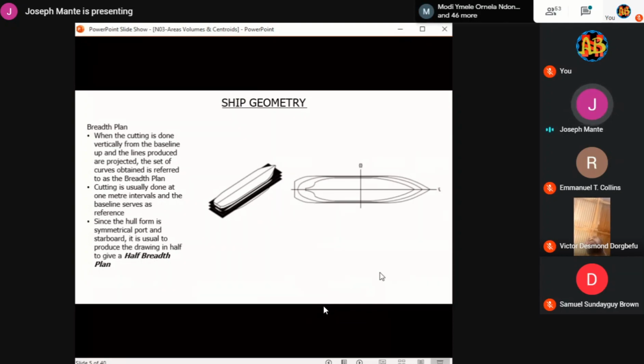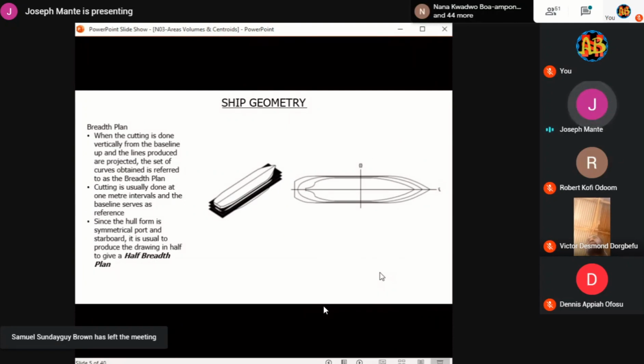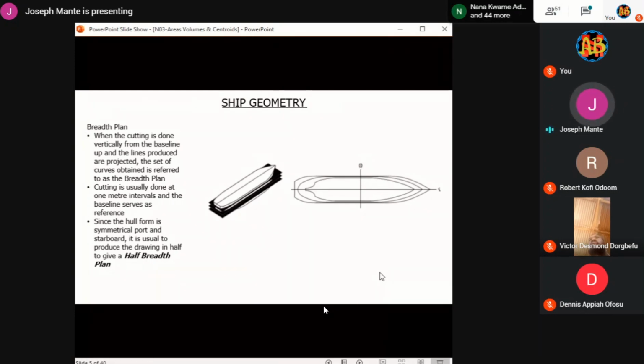Cutting is usually done at 1 meter intervals, and the baseline serves as the reference. So at each and every 1 meter interval, a slice is being cut. For instance, if your plantain chips, you pick maybe 1 meter, then you cut. Of course you cannot get 1 meter on the plantain chips, but maybe 0.0 something of a plantain, then you cut. So that becomes your breadth plan.